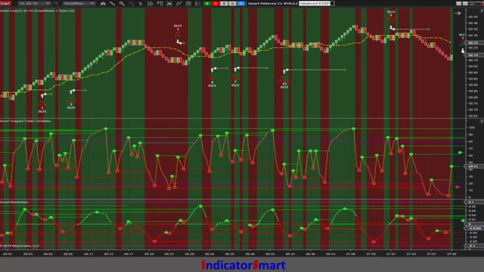And the market came back up above the smart line again, came down and touched it, went out of bounds. There's another trade right there. They're above the smart line right here, and this came lower on the smart momentum, and you went out of bounds here, and up it went right here.